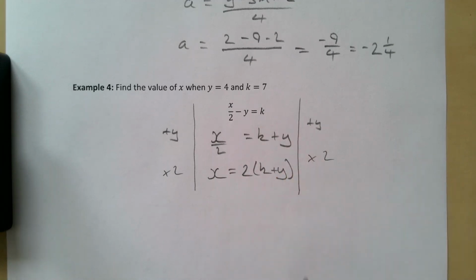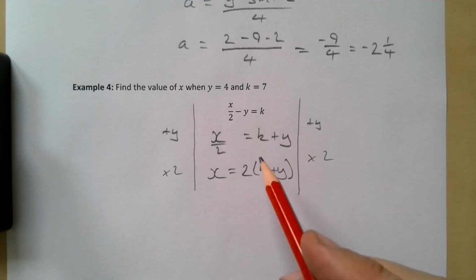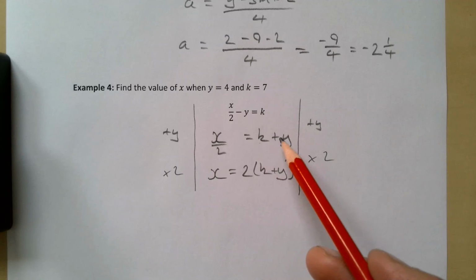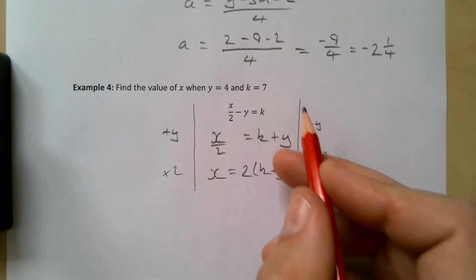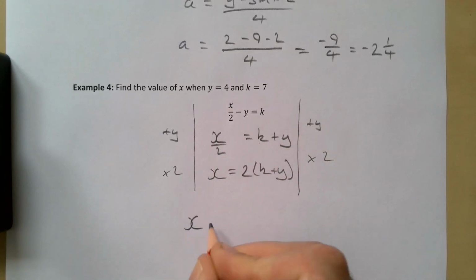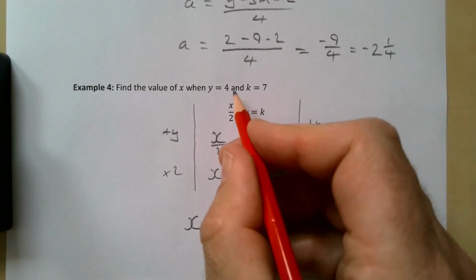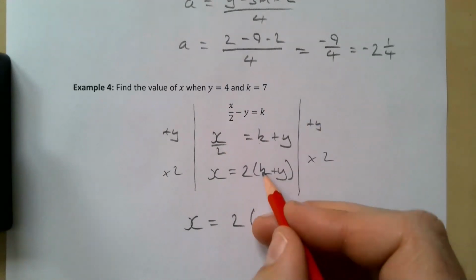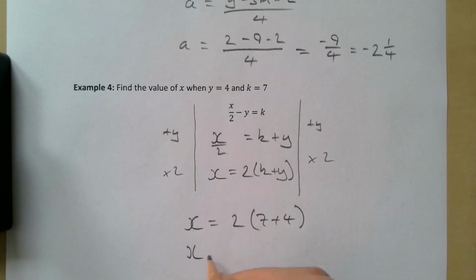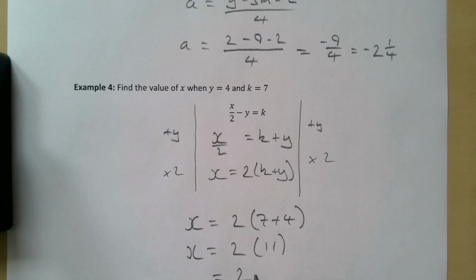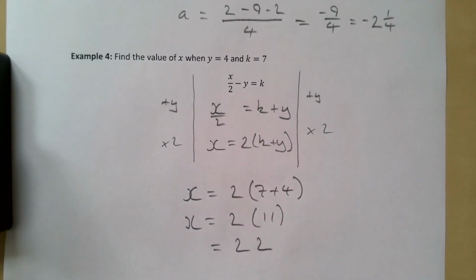You can multiply out your bracket there. Some people mightn't even have a bracket, but realize you need to multiply this by 2 and this by 2, so that's the same as 2k plus 2y. I hope that makes sense. Now we're subbing it in, so we should be okay. So we now have x is 2 upon k is 7 plus 4. x is 2 upon 11. x in this case then is 22.